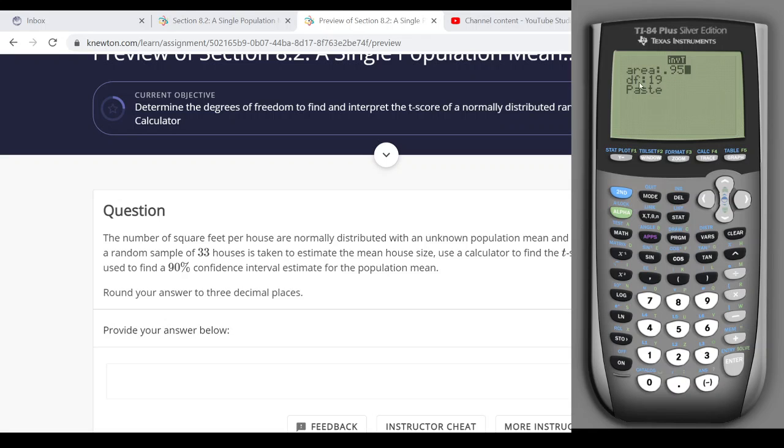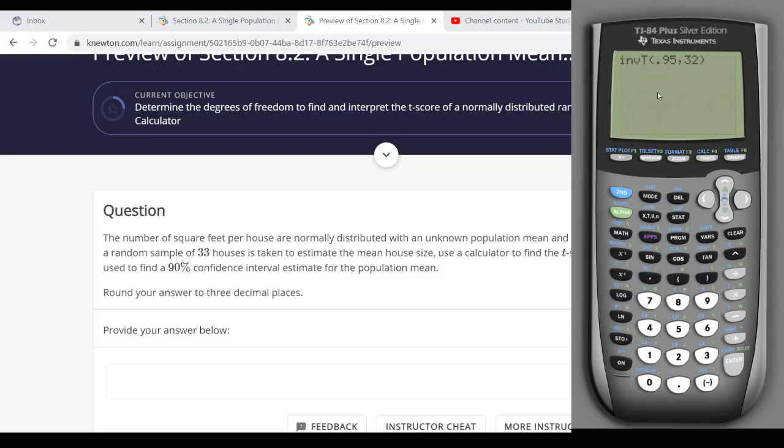So for the area here, I'm going to enter 0.95. Remember, it's area to the left, area below that's entered in the calculator. So 5% above means 95% below. Degrees of freedom, remember, depends on the sample size for every one of these student's t distributions. And for one sample, for one population, it was the sample size minus 1. So it said they took a sample of 33 homes. So I'm entering 32 for the degrees of freedom.